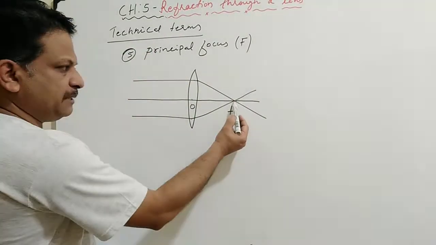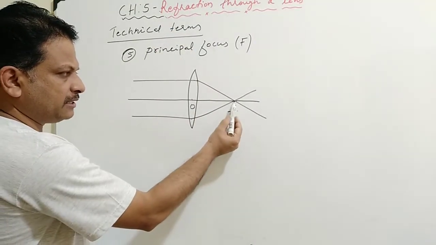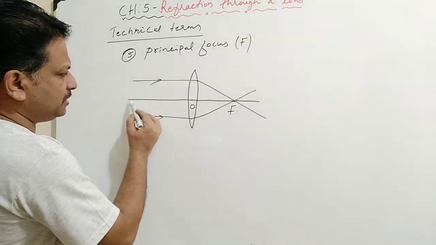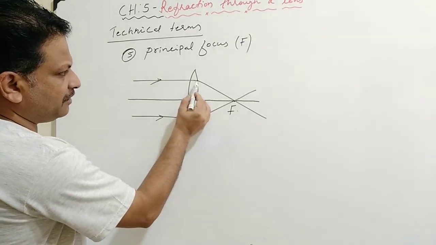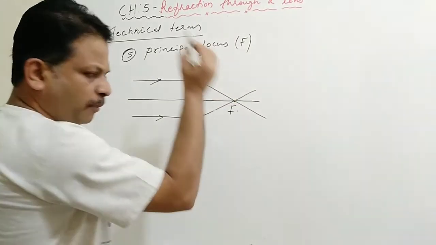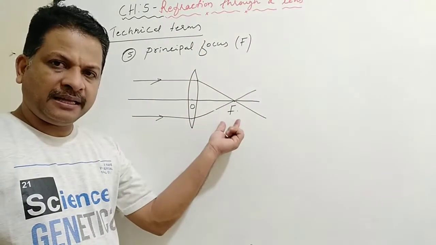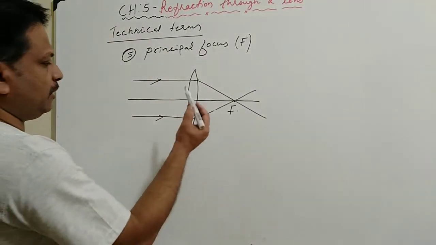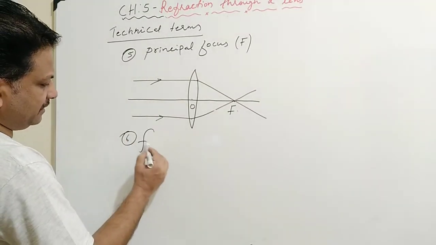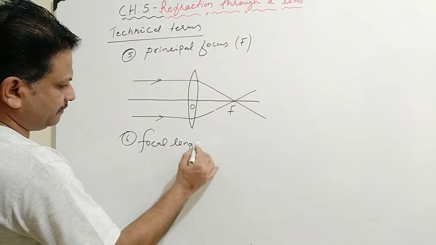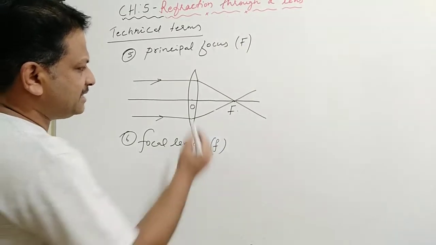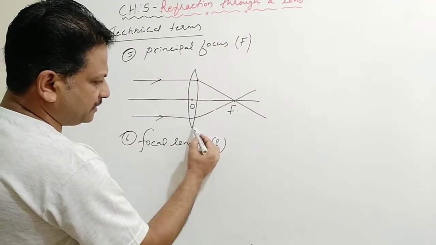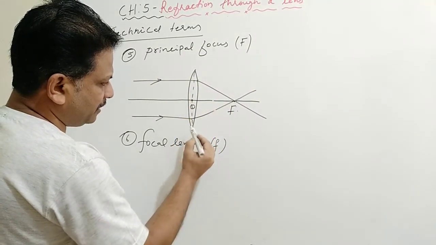So we can say that the principal focus is a point lying on the principal axis such that rays of light traveling parallel to the principal axis, after refraction, meet at that point. This meeting point we call the principal focus. Clear? Okay. Next, what is focal length? Focal length, small f. The linear distance between the optical center and the principal focus, we call the focal length.